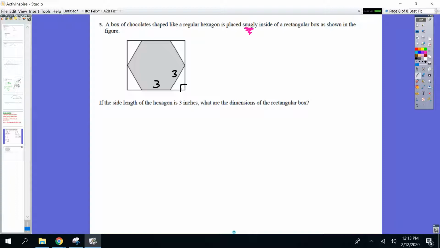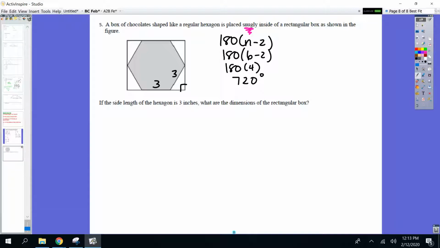Remember, a regular hexagon. Anybody remember how to find all the angles? Little formula. 180 times n minus 2. 180 times 6 minus 2, 6 sides. So there's 720 degrees, but you just want one of the angles.